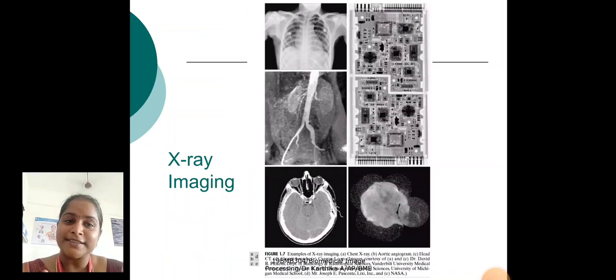Okay, next one is X-ray imaging. This shows examples of X-ray imaging: chest X-ray, head CT and aortic angiogram. Like that, we have shown some examples of digital image processing in the biomedical field, because this is how image processing evolves biomedical images. So here we have shown some medical applications.